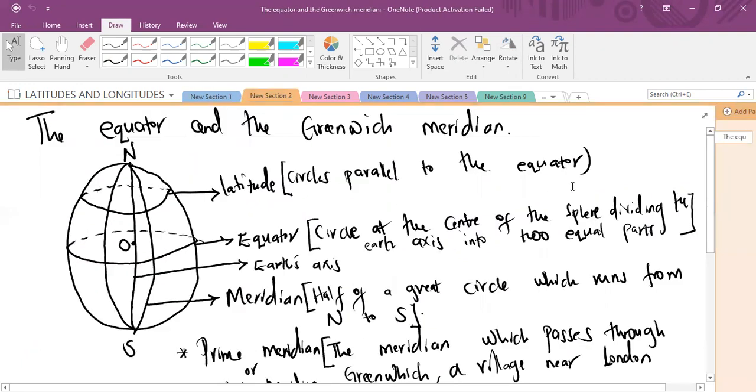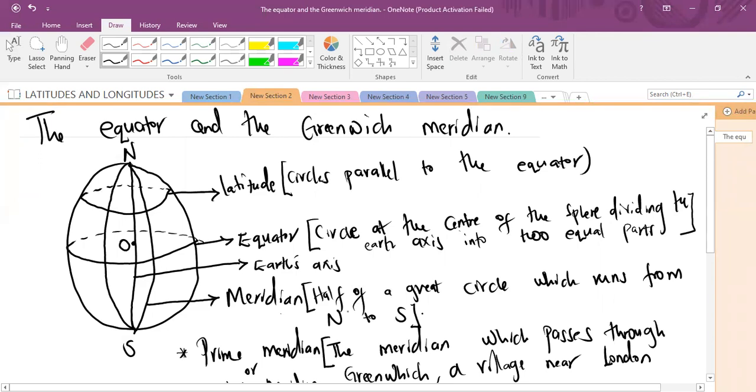Okay, next thing, the equator and the Greenwich meridian. Now, let's assume this sphere represents the Earth, then NS is basically the Earth's axis, and O is the center of the Earth. So the circle that passes through the center and divides the Earth's axis into two parts, that's our equator, okay? And then the latitudes are basically the small circles that are perpendicular to NS or parallel to the equator. So this is the latitude, this is the equator, and this is the Earth's axis.